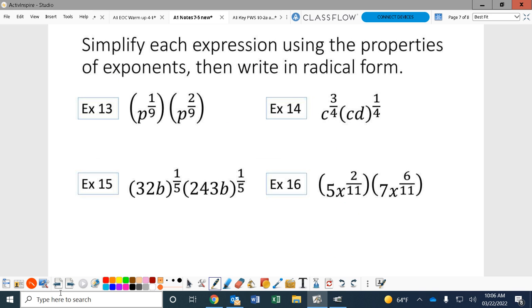Multiplying like bases. Okay guys, we got a P here. We got a P here. What do you do with the exponents when you multiply like bases? Add them. So we're going to add these exponents. So grab your calculators and you're going to add 1/9 plus 2/9.